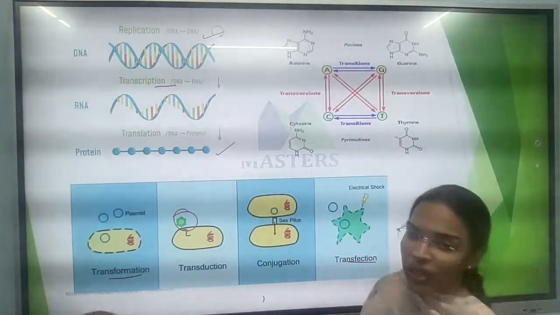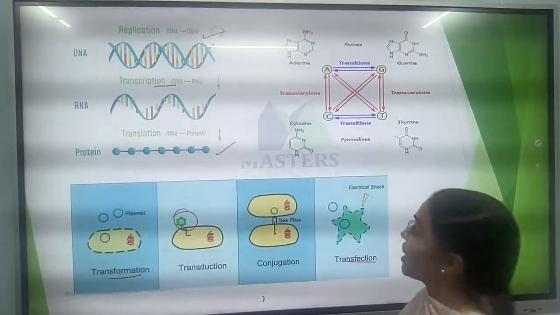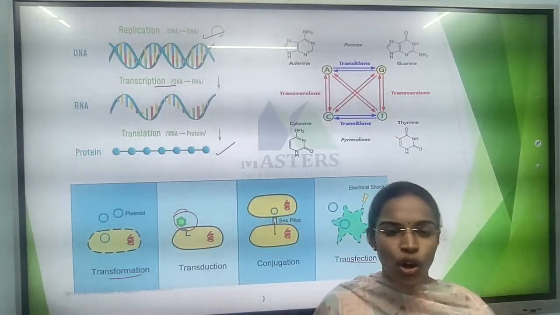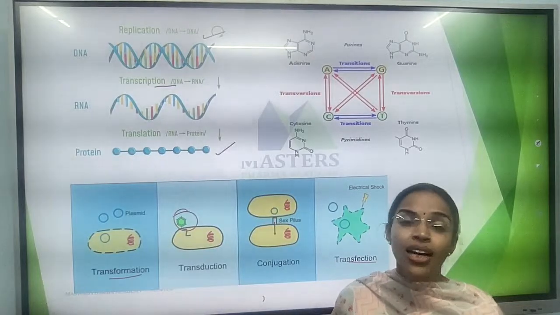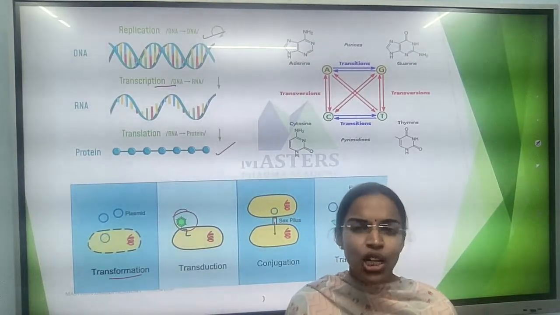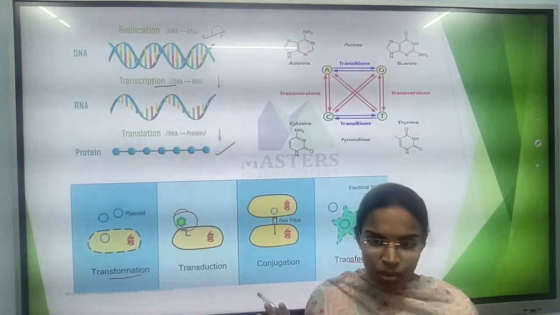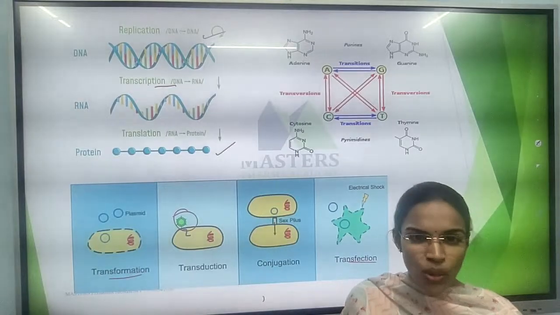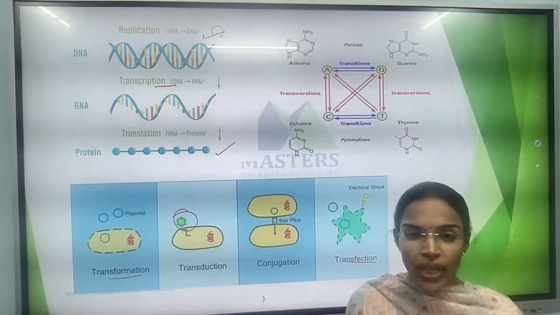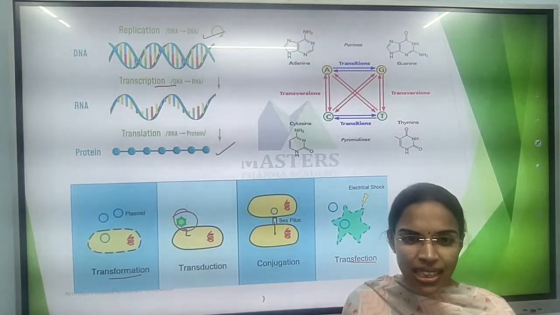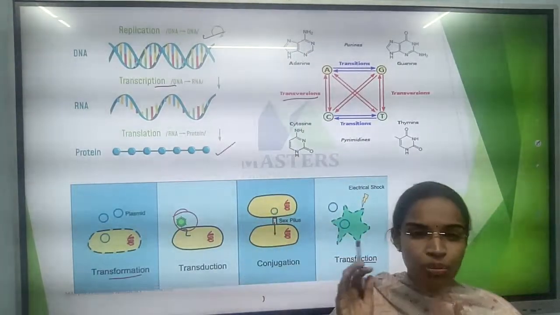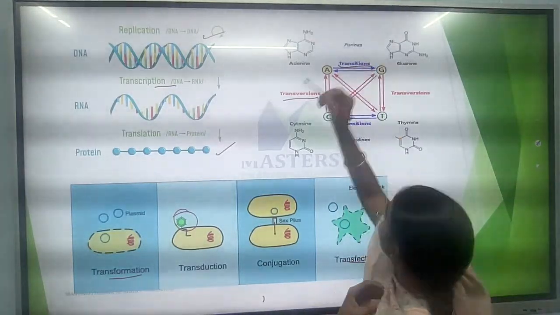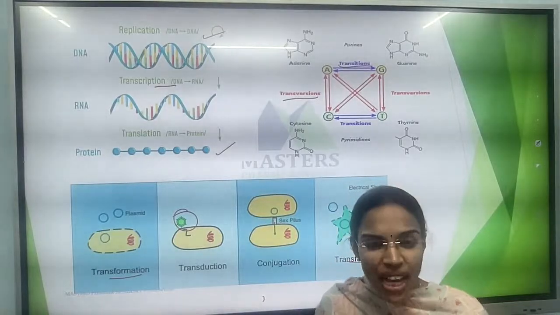And what is transversion? We all know that in a DNA or genetic material there are various nitrogen bases like purines and pyrimidines. Conversion of a purine to a pyrimidine is known as a transversion, and conversion between a purine and another purine is known as a transition.